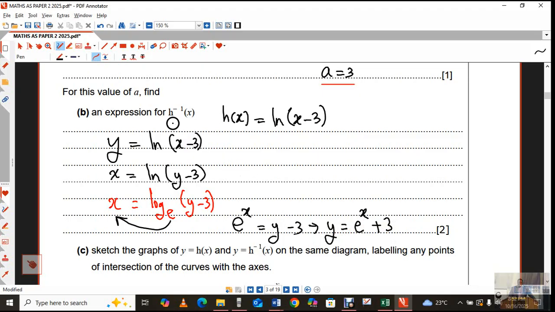But remember, we're not looking for y, we're looking for the inverse. So this was just a method that we used. All right. So our solution then is going to be the inverse of h is equal to e to the x plus 3. That is what we are looking for in our solution.